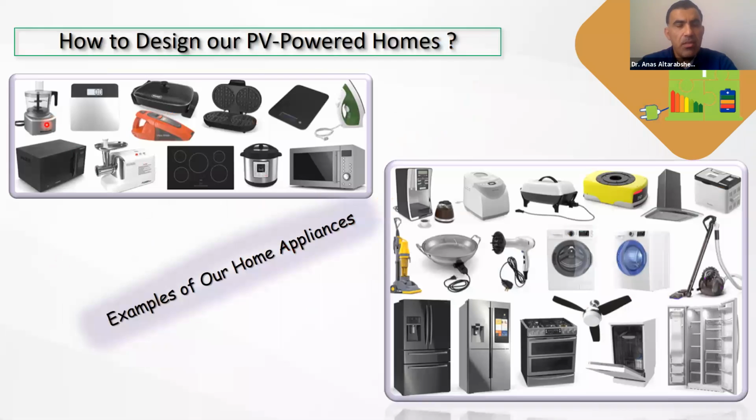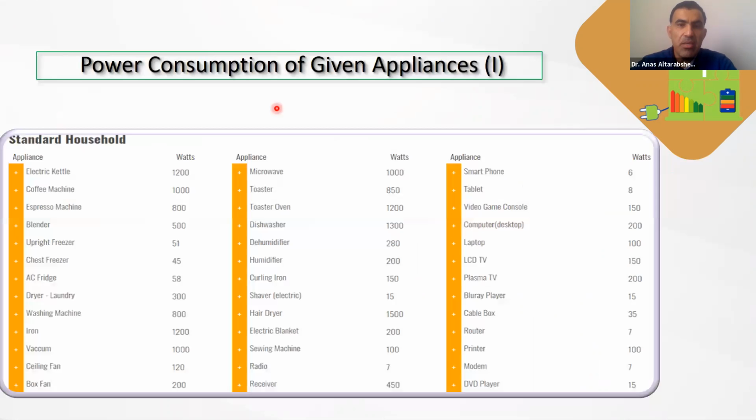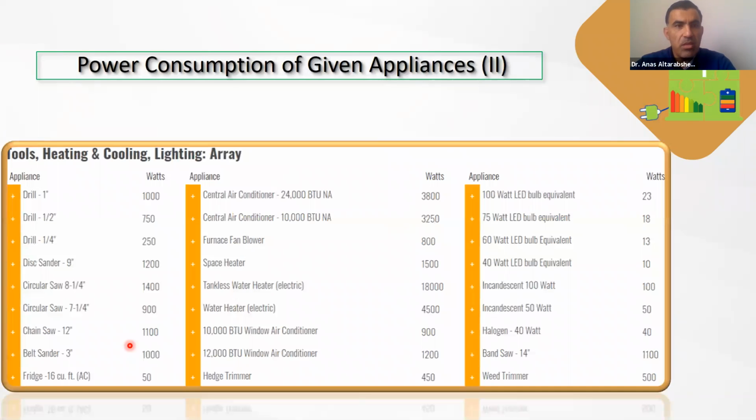Now, here are some examples of the appliances that we have at home. So what we need here is the power of each device that we have and how many hours that device is operating daily. For example, you can take advantage of this table and take the numbers, the wattage or the power of each device here. Okay, so here we have different devices that we can have at home. Here we have other devices.